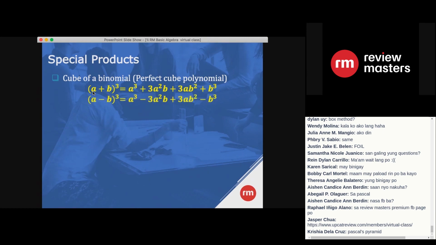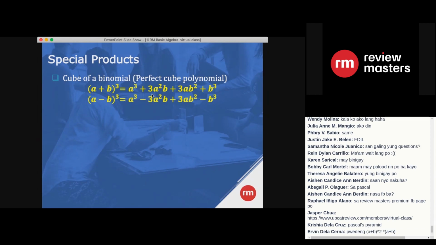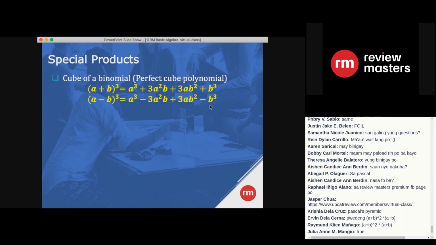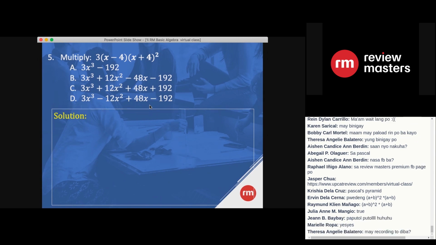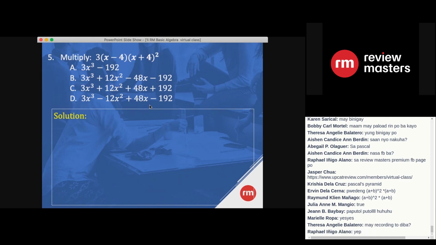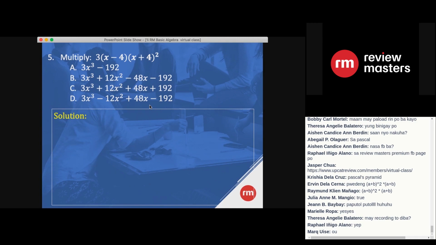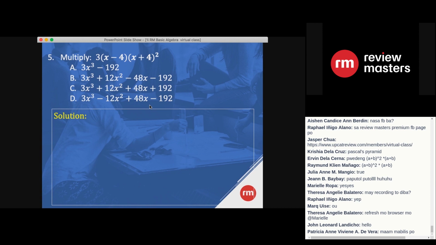Okay. A minus B cubed would be, this is now the formula. A cubed minus 3a squared b plus 3ab squared minus b cubed. Okay? Number 5. What is your answer in number 5? Anyone? What's your answer in number 5?